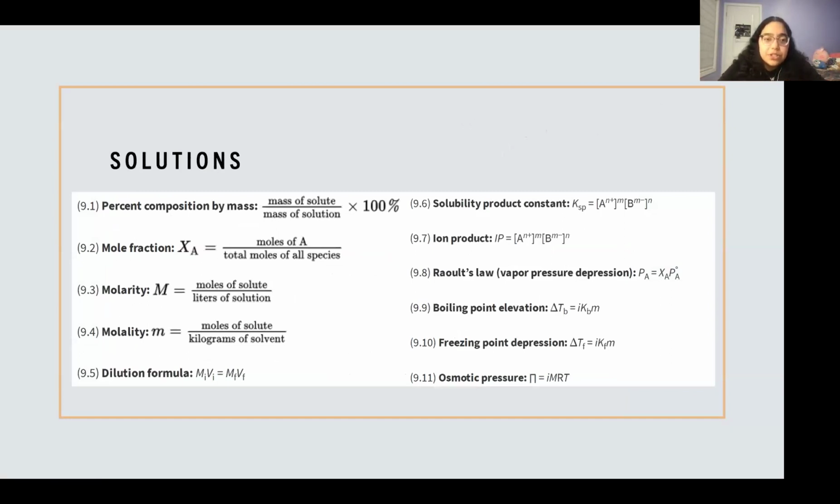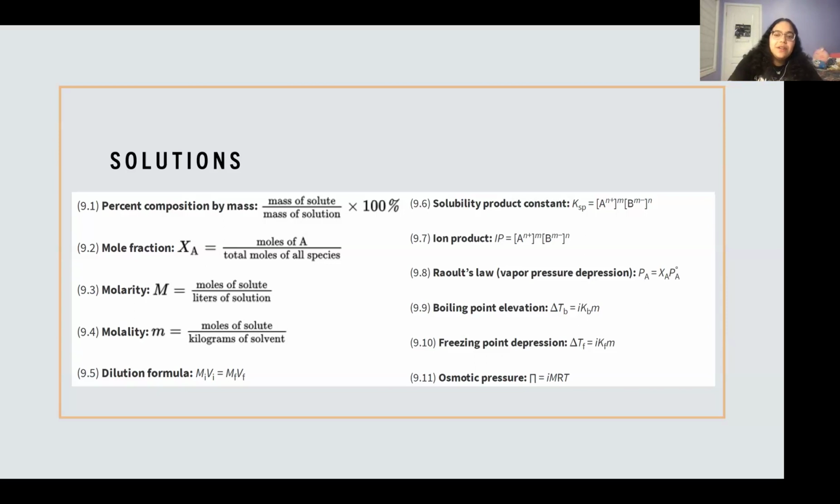For solutions, percent composition, if you're going by mass, would be the mass of the solute divided by the mass of the solution as a percent. Mole fraction of, say, a molecule A is moles of that divided by the total moles. Molarity is moles of solute divided by liters of solution. So that's what you're dissolving divided by liters of the whole thing. Molality is moles of solute divided by kilograms of solvent.